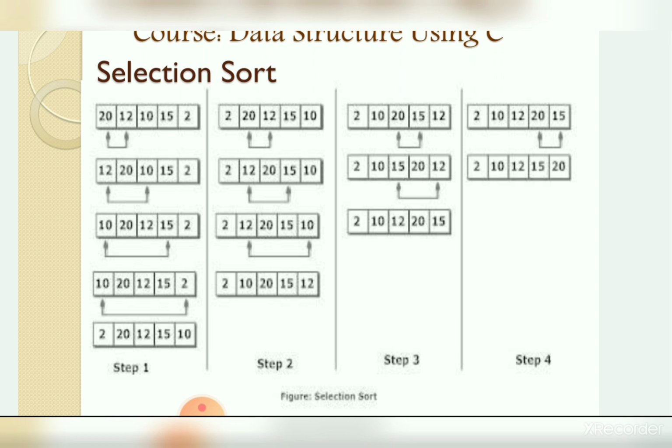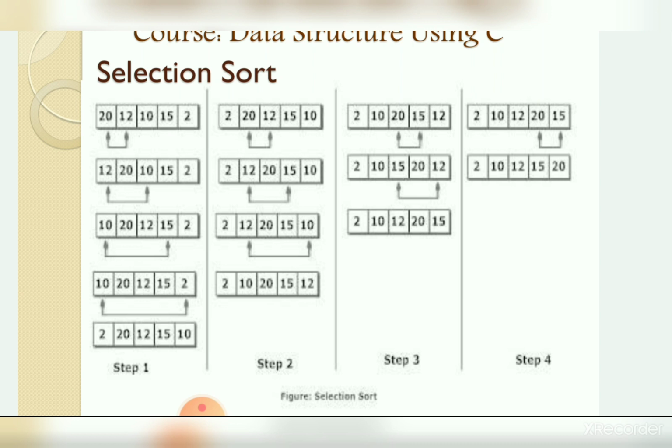In the first pass we have to compare 20 with 12. We have to do the swapping. Then again 12 compared with 10, we have to do the swapping. 10 compared with 15, no swapping is done. Lastly 10 compared with 2, now 2 is less than 10, so we have to do the swapping. So after pass 1 you will get the smallest element, that is 2, at the 0th position in the array. So the list will be 2, 20, 12, 15 and 10 after the first pass.